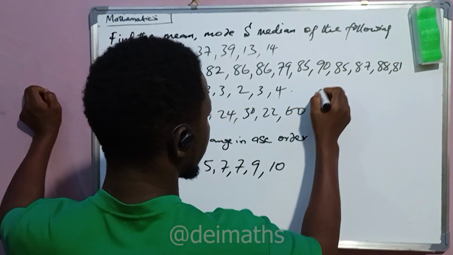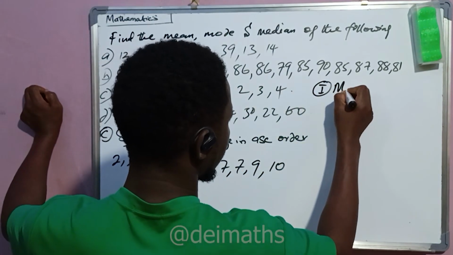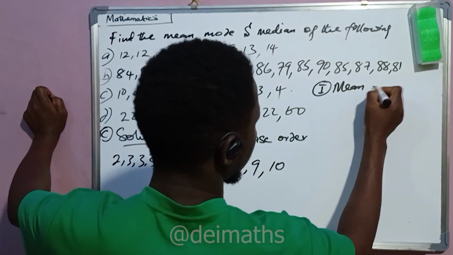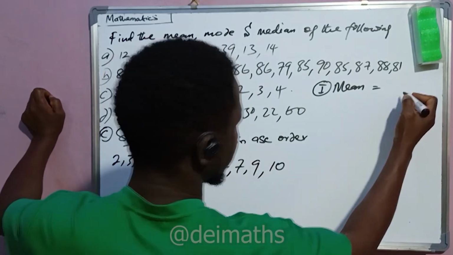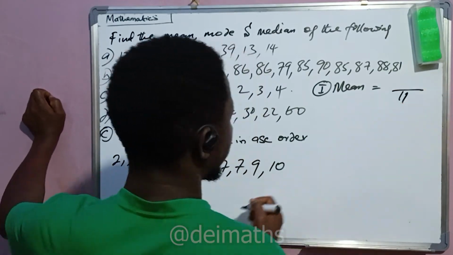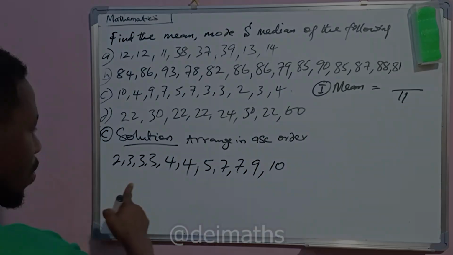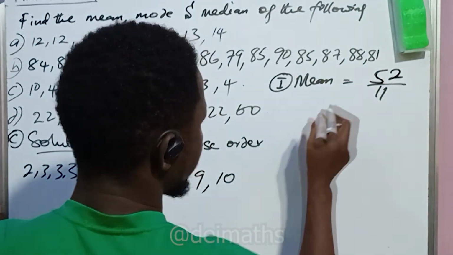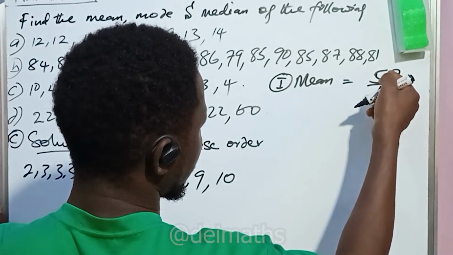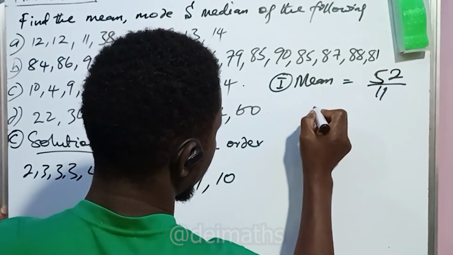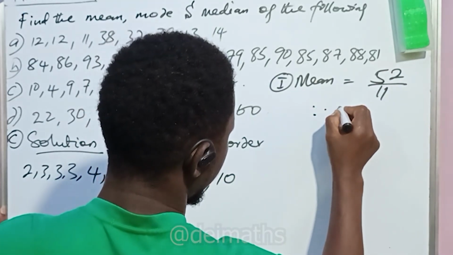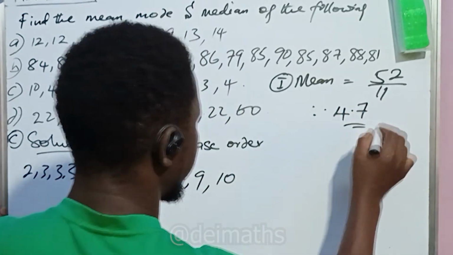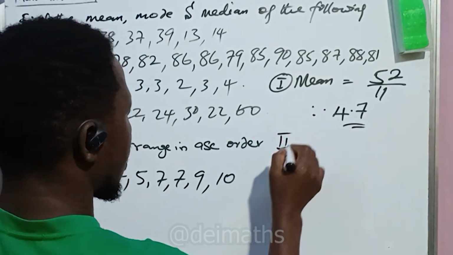So we find the mean, which is equal to the sum over the number of quantity, which is 11. When you sum this up, it will give you 52. So use 11 to divide 52. Therefore we get 4.7 as our mean. Then our mode.